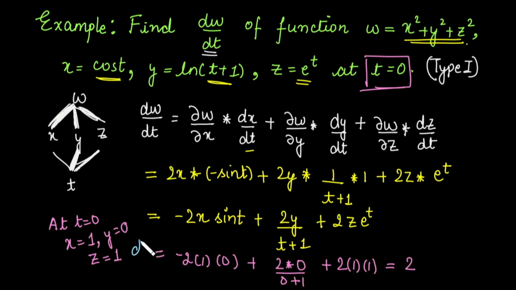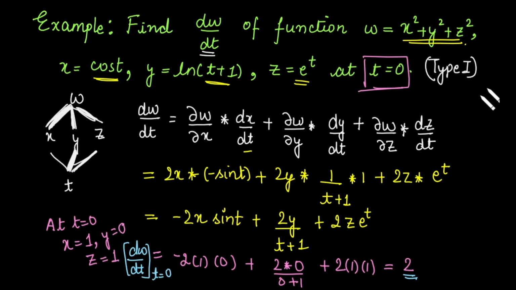Basically, this is the derivative of w with respect to t at t equal to 0. In this case, I have written a type 1. Why type 1? This is the first type of question we are having, where the value of w is explicitly represented in the form of x, y, z, and further x, y, z are given to you.